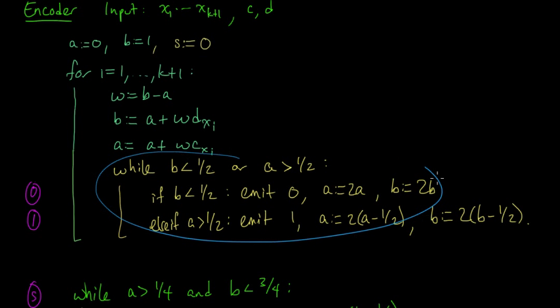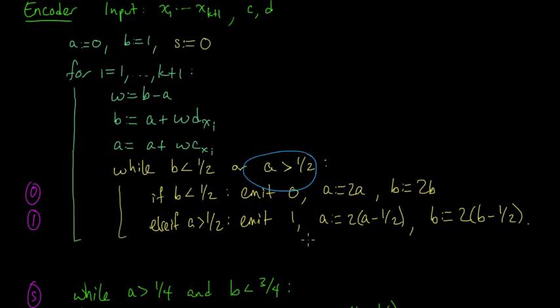So we don't have to wait until the end to do all these, right? Because if A is greater than half, like in that case above, then we know we can go ahead and emit that 1, and we can go ahead and do that rescaling. And it's not going to affect the A's and B's that come later on. Well, you're going to have different A's and B's, but it's not going to affect the sequence that you end up emitting.